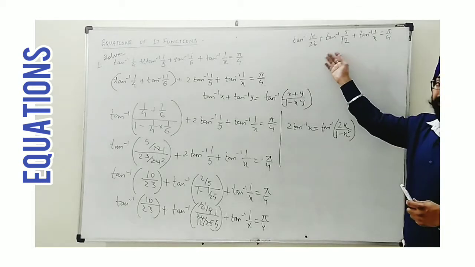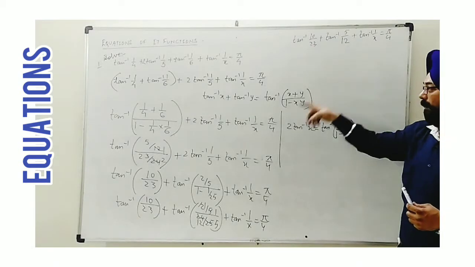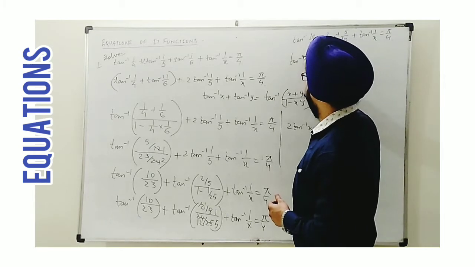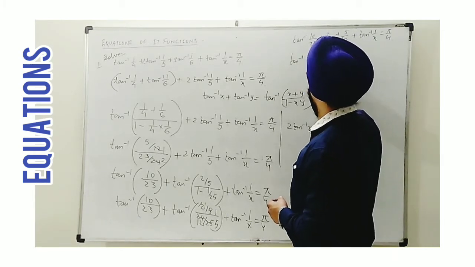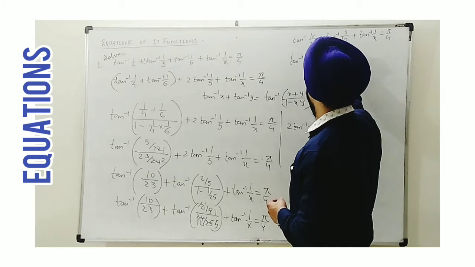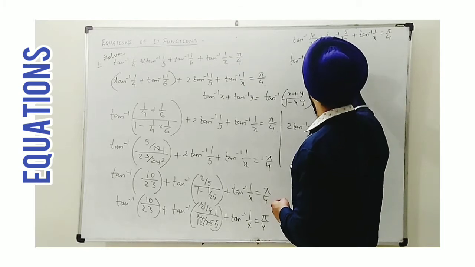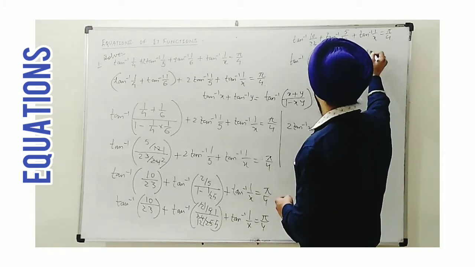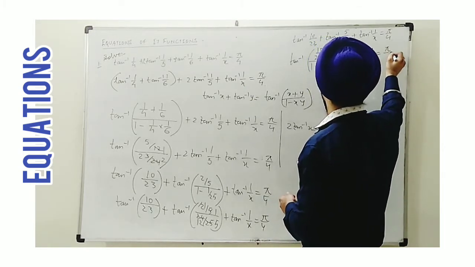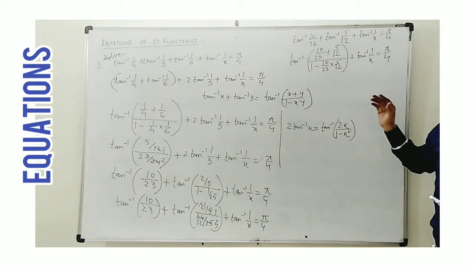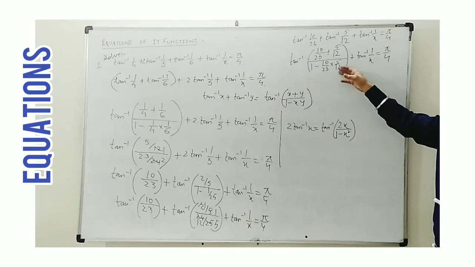And this is obvious. Here also tan inverse x plus tan inverse y, this identity is applicable. Without delay, we will apply tan inverse x plus y means tan inverse 10 upon 23 plus 5 upon 12 upon 1 minus 10 upon 23 into 5 upon 12, plus tan inverse 1 upon x equal to pi by 4. I hope this much is understood to you. Now we will continue solving this step.